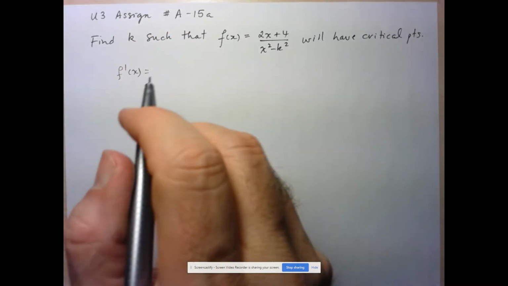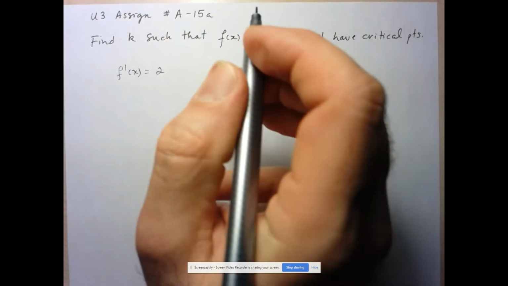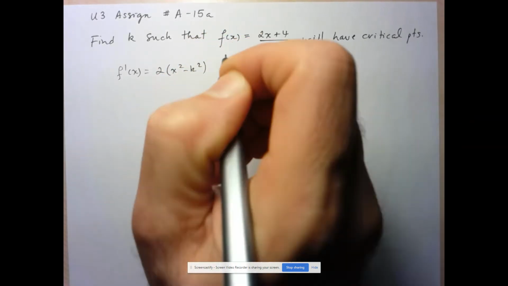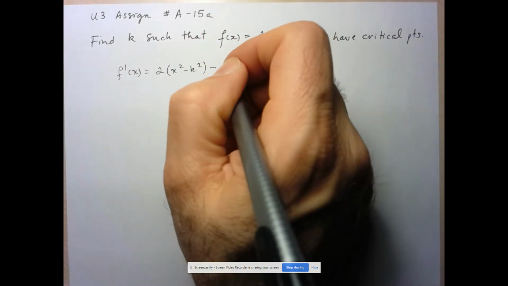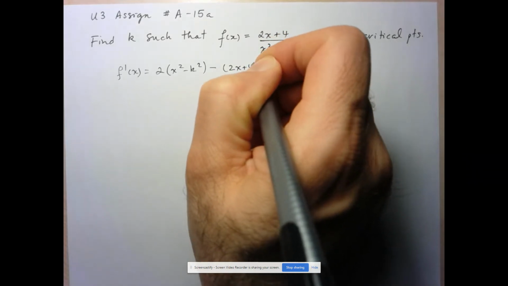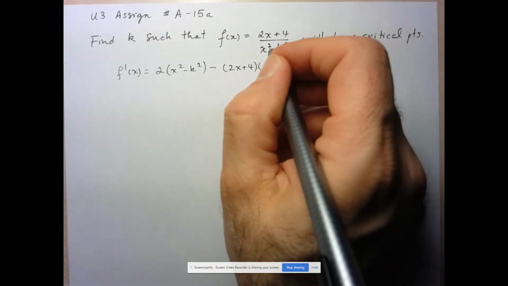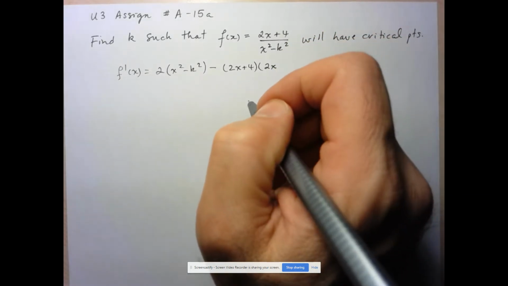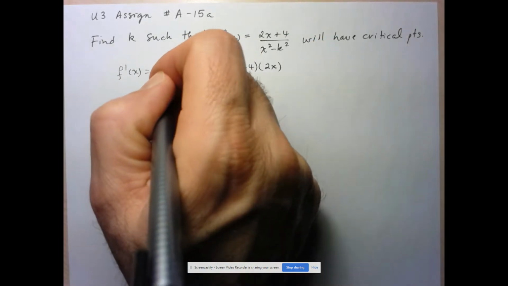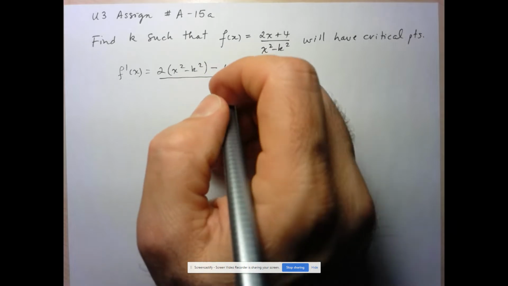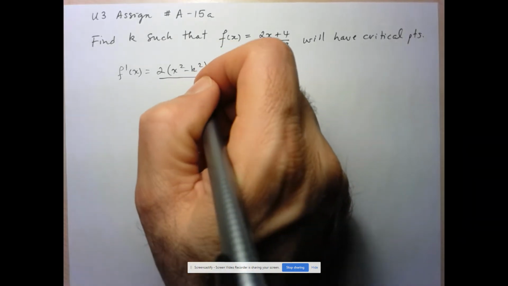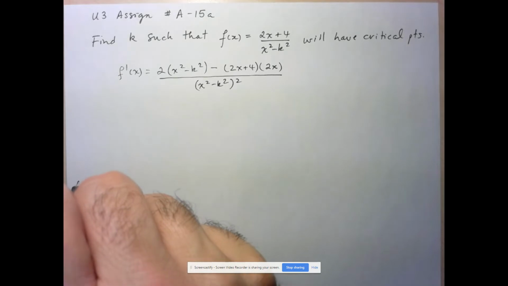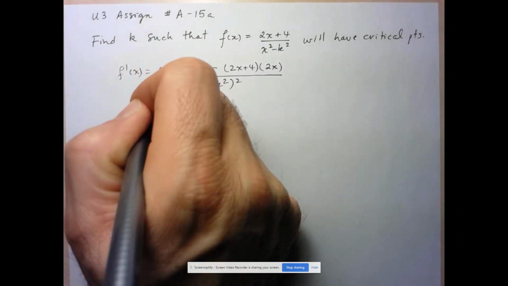The derivative of the numerator is just 2 times the denominator function, x squared minus k squared, minus the numerator function, 2x plus 4, times the derivative of the denominator function, which is just going to be 2x, since k squared is just a constant. And this is all over x squared minus k squared, squared. Let's determine where this is equal to 0.